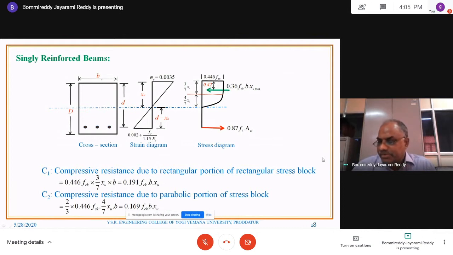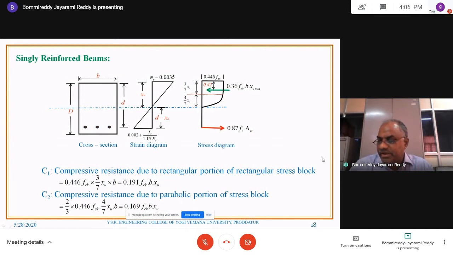B is the width of the beam. Capital D is the overall depth of the beam. Small d is the effective depth of the beam. Effective depth means the distance of the centroid of the steel reinforcement from the extreme compression fiber. This is the compression fiber and this is the centroid of the steel. So it is the distance between the centroid of the steel reinforcement and the extreme compression fiber.